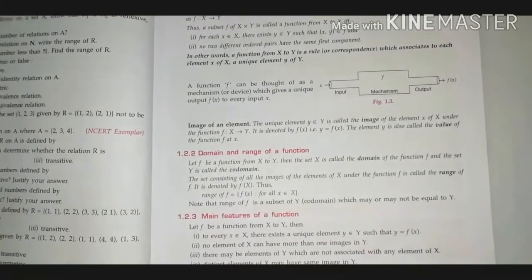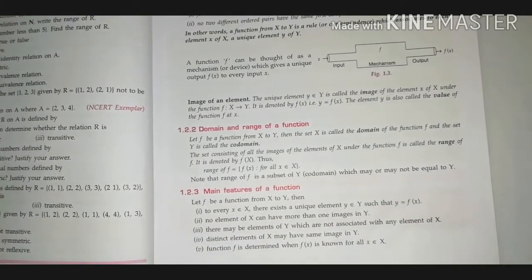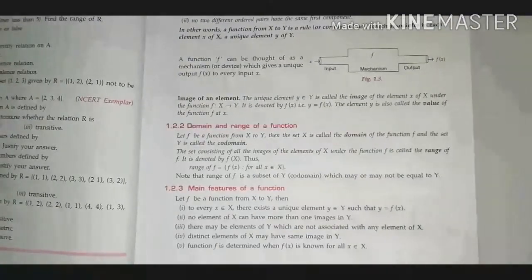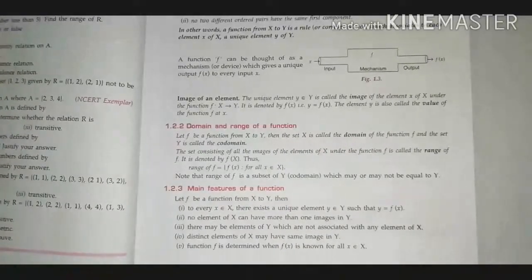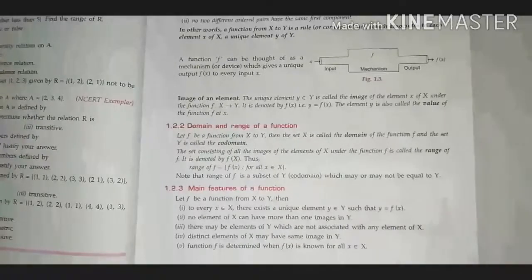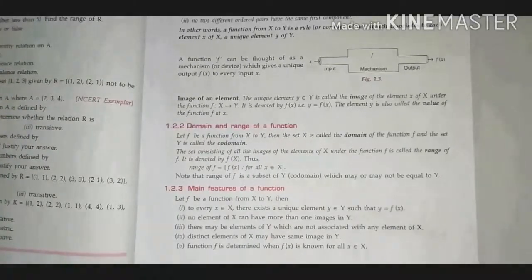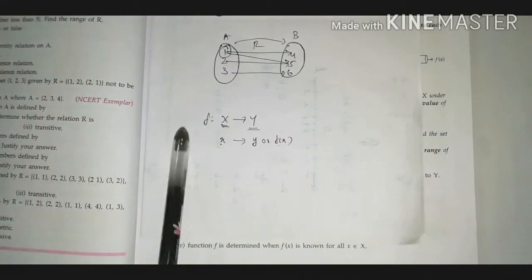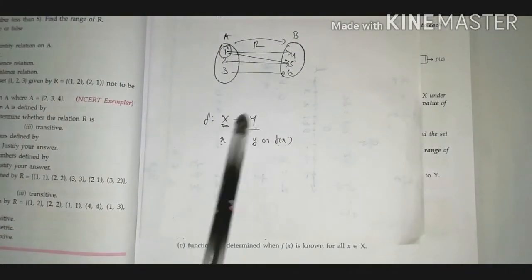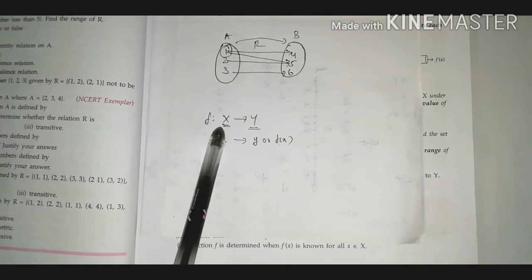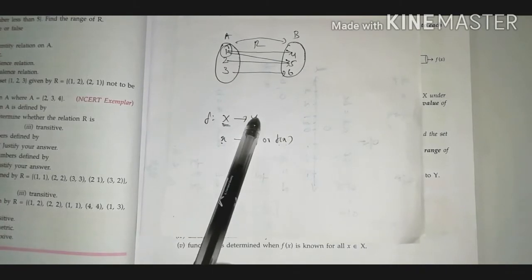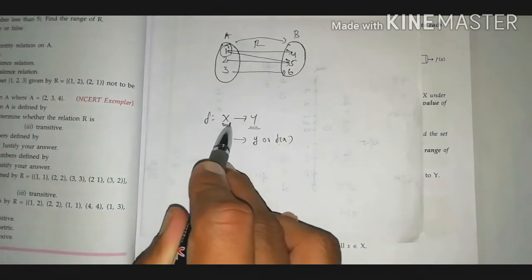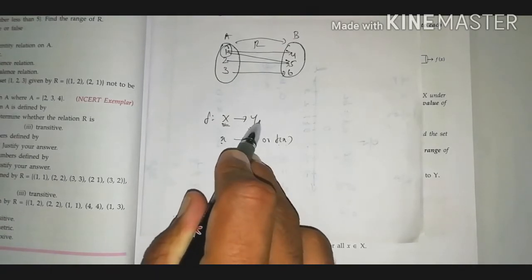Next thing, that is domain and range of a function. What is the meaning of domain and range of a function? Here, we have already said a function can be written as a function from X to Y. Here capital X is the first set and capital Y is the second set. It is defined from X to Y.